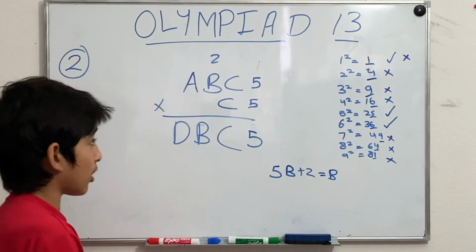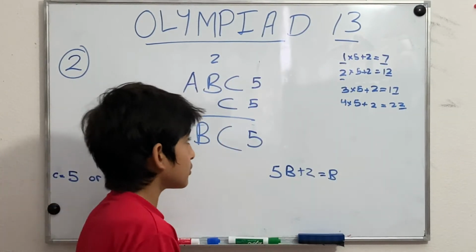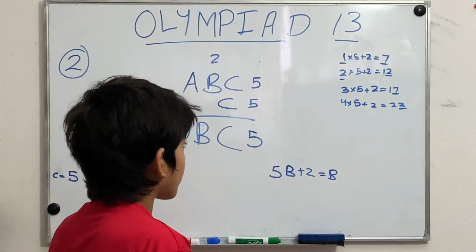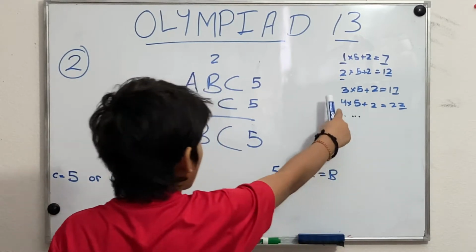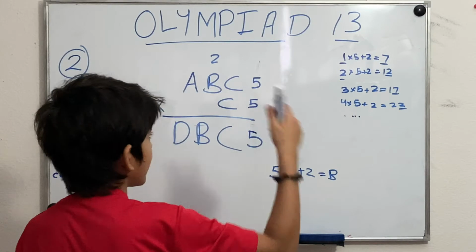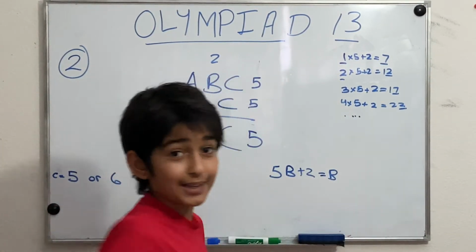So let's write all the numbers here. So 1 times 5 plus 2 is equal to 7. 2 times 5 plus 2 is equal to 12. 3 times 5 plus 2 is equal to 17. 4 times 5 plus 2 is equal to 22. And so on. So 4 being B, 5 being C, and plus 2 is just the carry forward, and the unit digit has to equal to b.